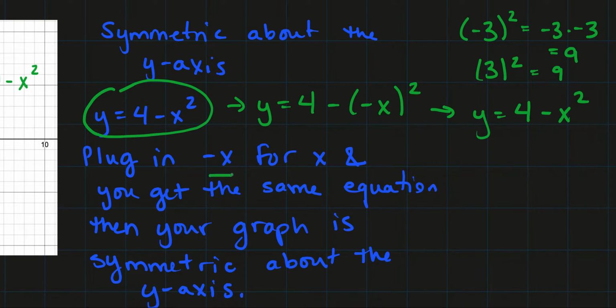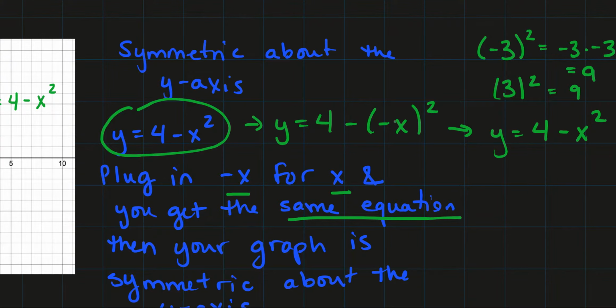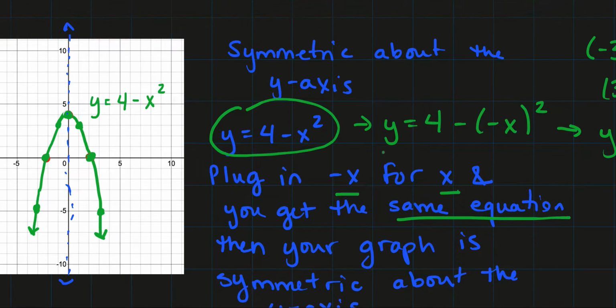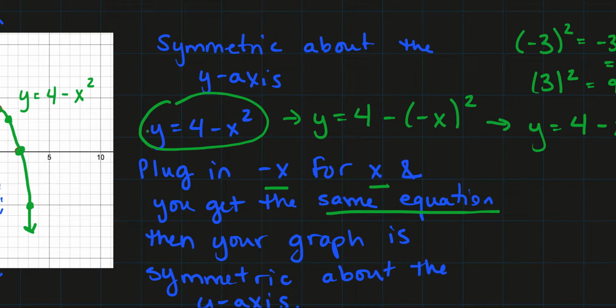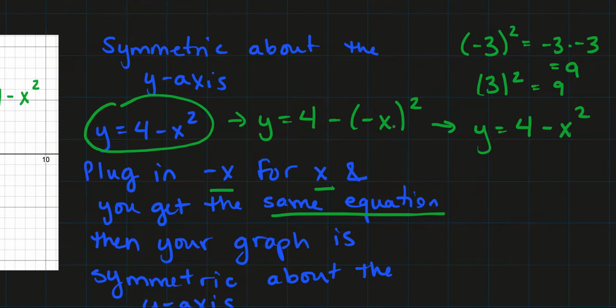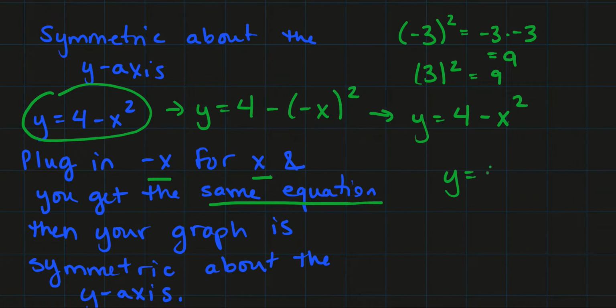So if you plug in negative x for x, and you get the same equation that you started with, then your graph is symmetric about the y-axis. So that's how you can tell. If I give you an equation, you want to know if it's symmetric about the y-axis, but you don't have a picture, and you don't really know what it looks like, you don't want to spend time plotting the points, just plug in negative x. So if you had something like y is equal to 4 minus x to the 4th, or y is equal to 4 minus x to the 6th, whenever you have an even power, it makes the negative go away. So it's going to be symmetric about the y-axis.